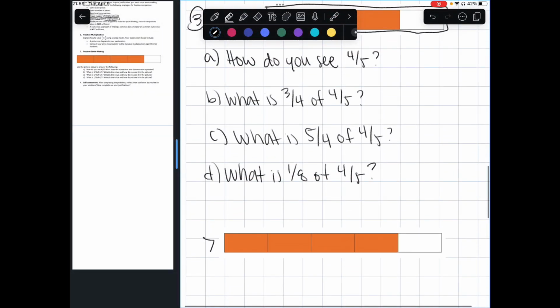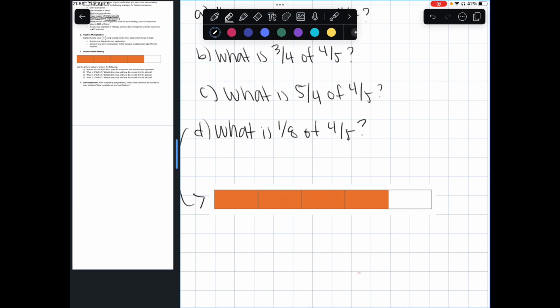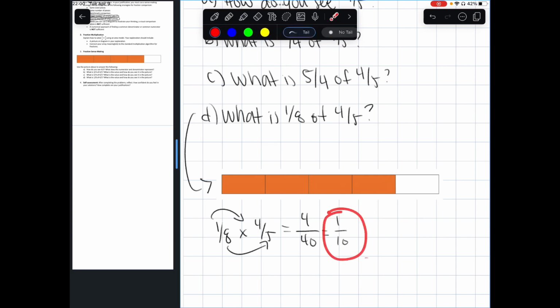All right, and for our final problem, our question is, what is 1/8 of 4/5? So bring it on down. And how do we see it in the picture, and what is the value? To answer the value question, let's again do some really simple math. 1 times 4 is 4, and 8 times 5 is 40. But this can be reduced down to 1/10, right? So this is what we're aiming to really see.